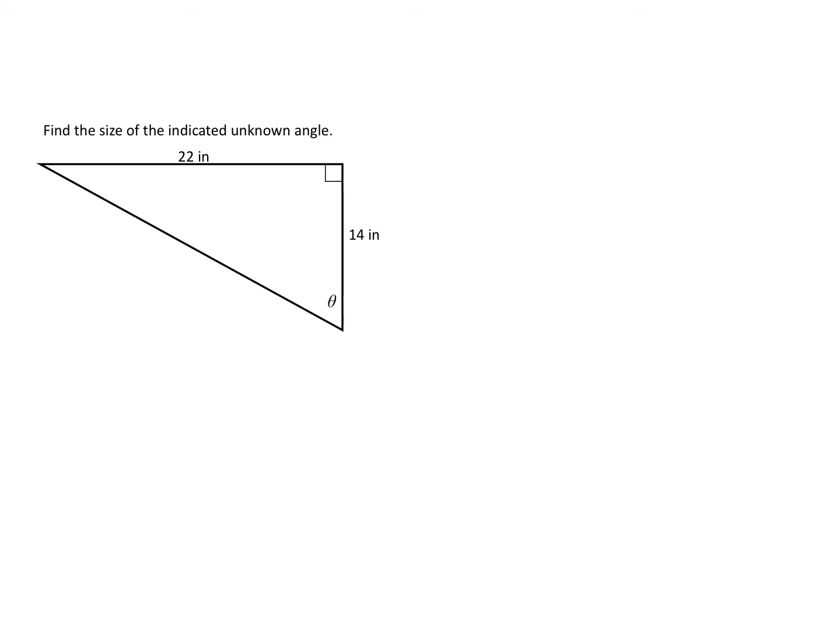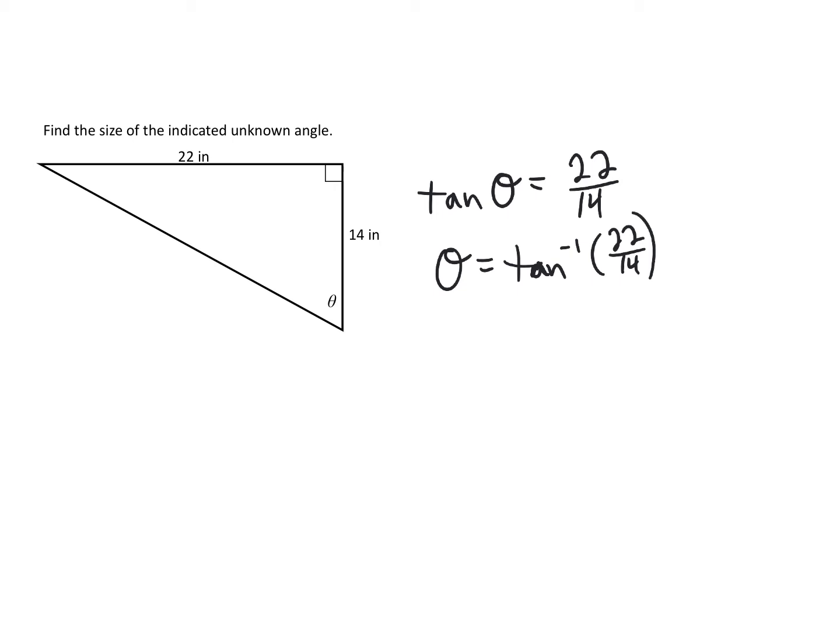Here's another example of looking for an angle. This time it will be tan. Tan theta equals 22 over 14. Theta equals tan inverse of 22 over 14, or in this case, 57.5 degrees.